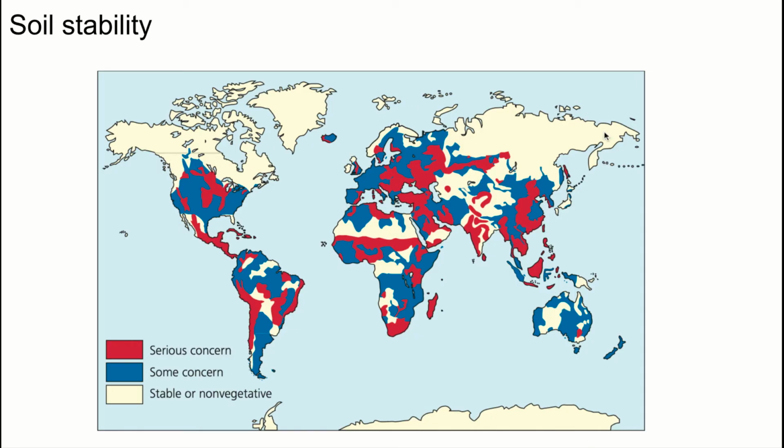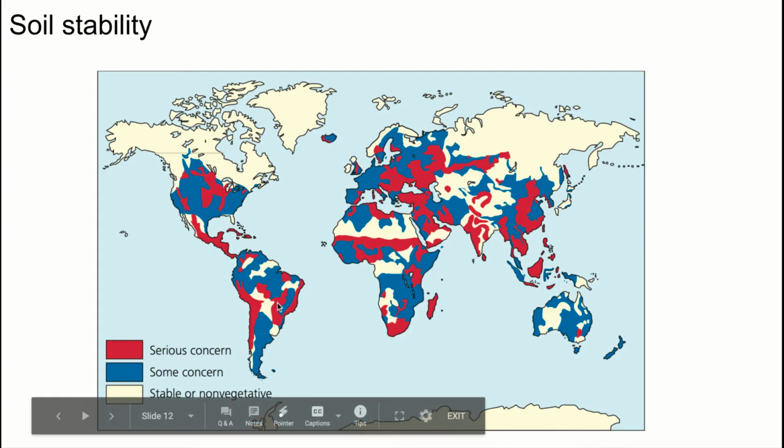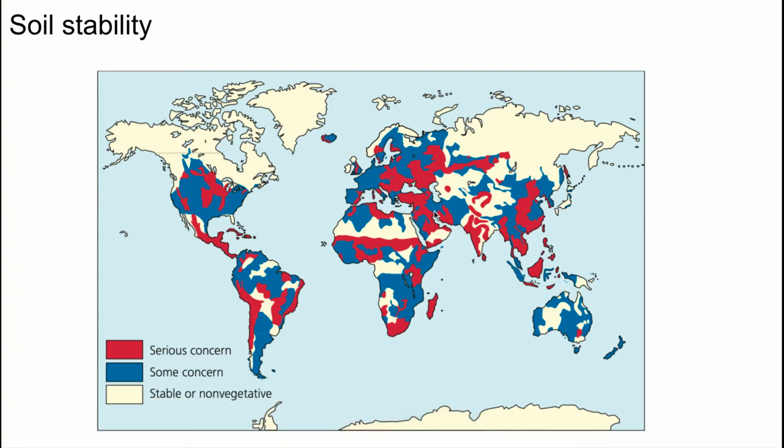What do you notice? These stable regions are absolutely in less populated regions. And then we've got some stable regions here that are actually just non-vegetative. This is the Sahara Desert, and we are not growing enough plants there to consider it a region with soil. But of the regions with soil, look at all of the swaths of some concern over soil stability in blue or serious concern.